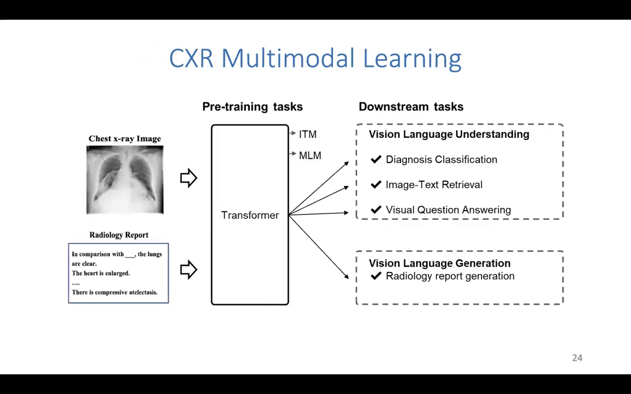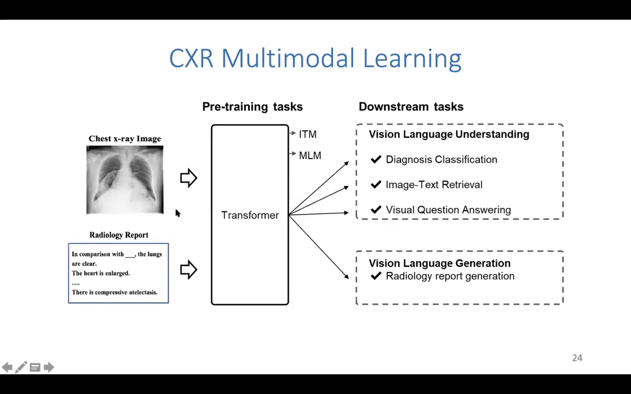So what we can do with the model is put the chest X-ray image and the radiology report into a stack of transformers, a sequence of transformers, and use masked language modeling and image text matching. Given a pre-trained model like this, you can do a variety of downstream tasks, such as diagnostic classification.